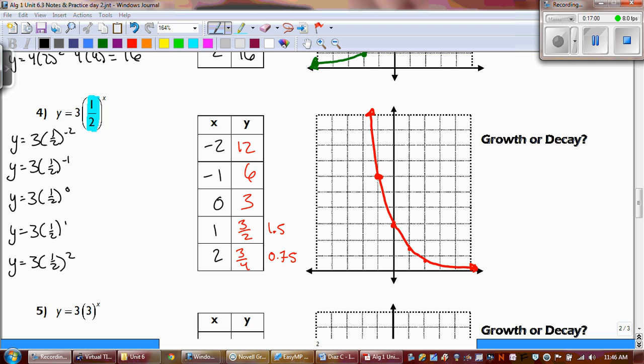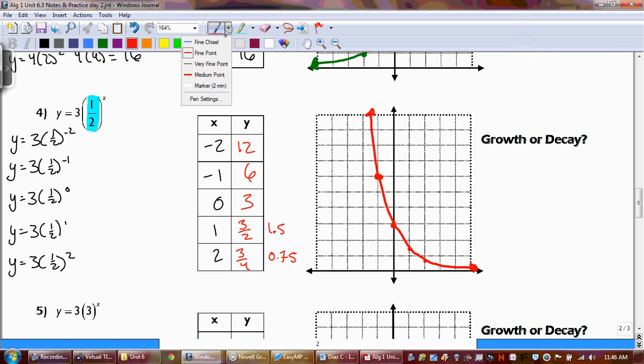Okay, so there we go. There's our graph with all of our numbers, and like this said, our fraction told me that that was decay.